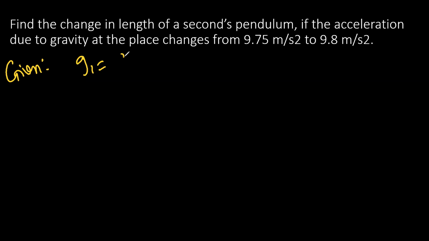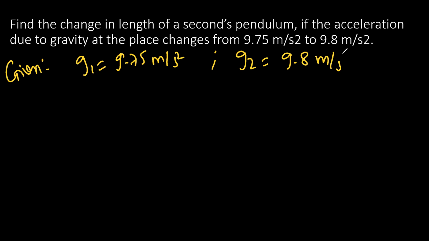So what is the G1? G1 is 9.75 meter per second square, and G2 is 9.8 meter per second square. And what we need to find? We need to find the change in length. So what is the change in length? L2 minus L1, how much is it?